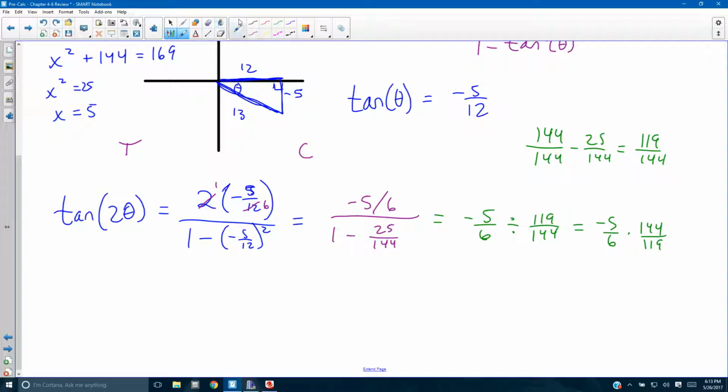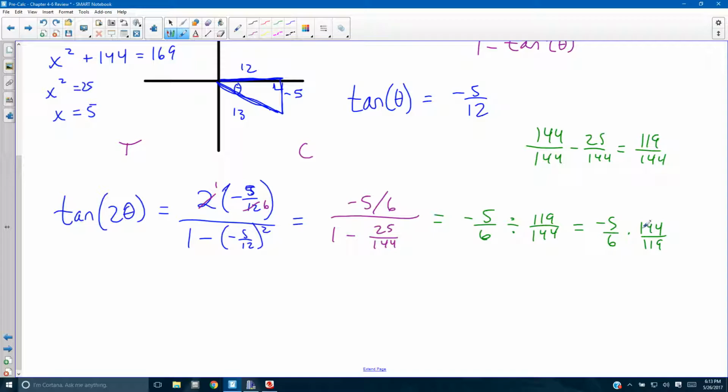Now, I'm still not about to whip out the calculator here. My end goal is to do this without it. And no, I'm not about to multiply these two together and reduce. No, what I'm about to do is see what can reduce. 144 can divide by 6, not just divide by 2.